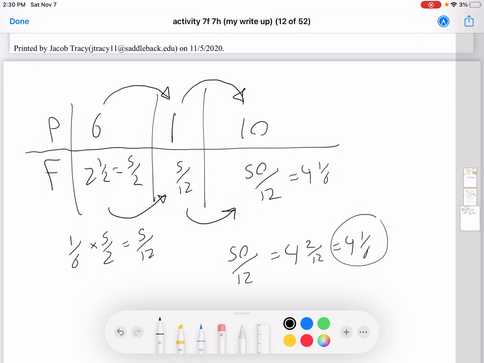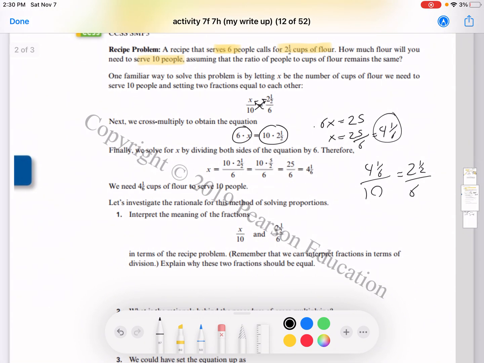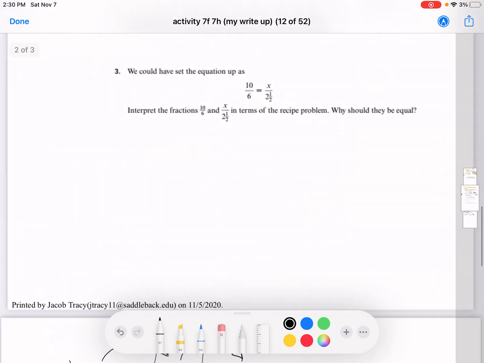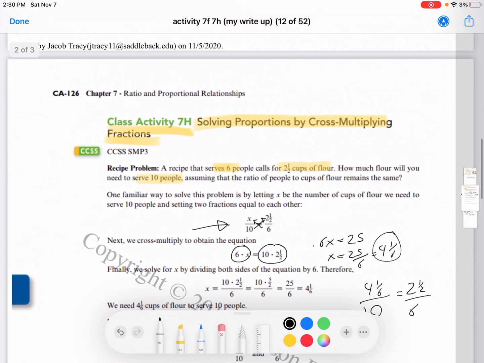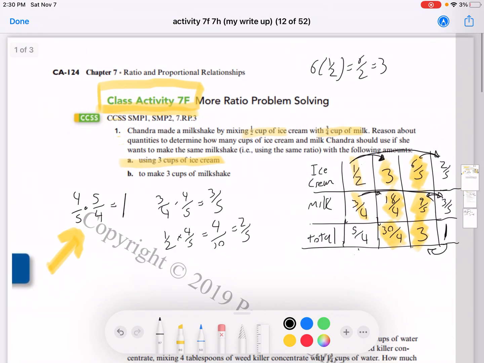So we can get the same answers lots and lots of different ways. Algebraic ways can be quick, but only if they make sense. If they don't make sense, then please go back to table methods, drawing picture methods, all these other ways we have of solving ratio and proportion problems. And that's it for this video.